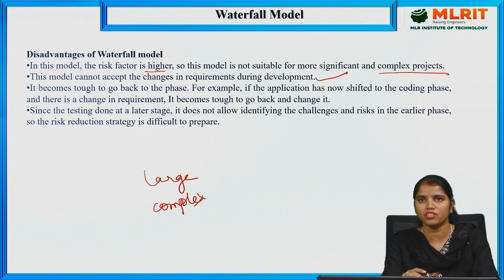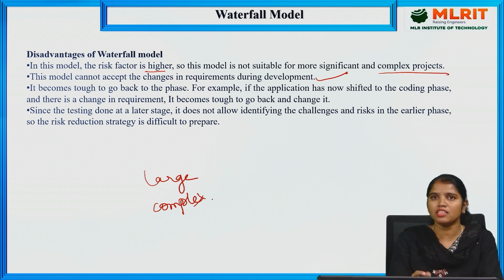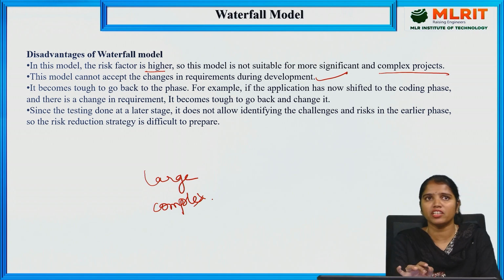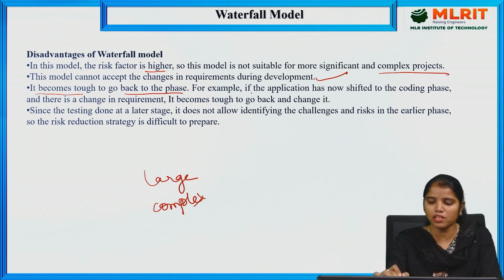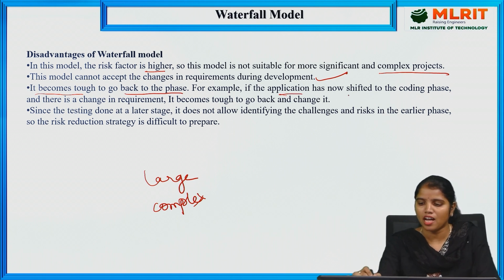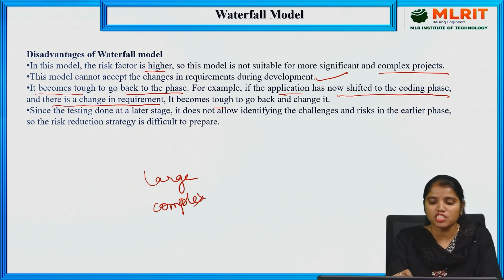As we have discussed, from one phase to another phase, if one phase is completed, we enter another phase. It does not change the previous phase. So that was the disadvantage in this waterfall model. Now it becomes tough to go back to a phase. For example, if the application has now shifted to the coding phase and there is a change in the requirement phase, it becomes tough to go back and change it.